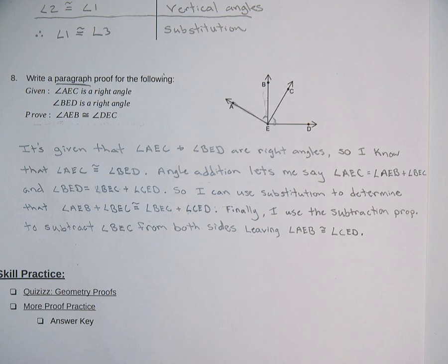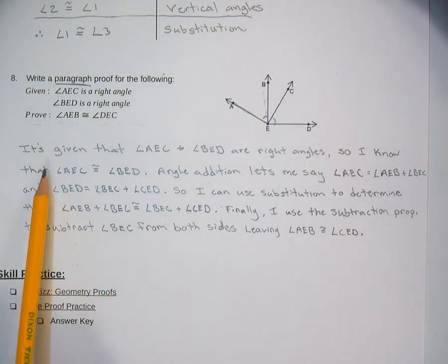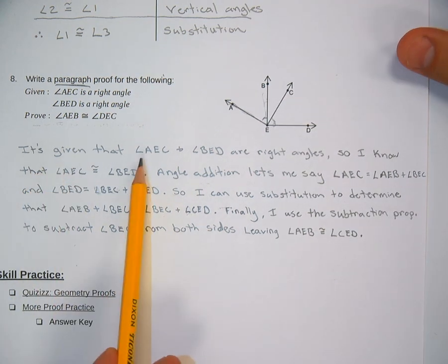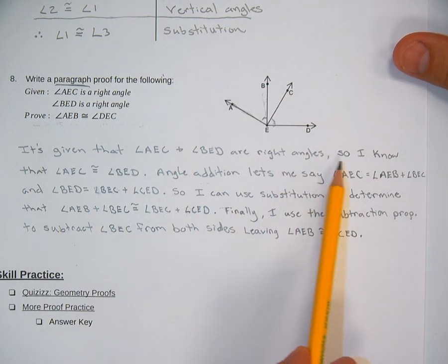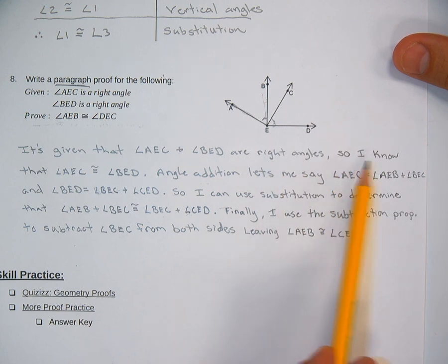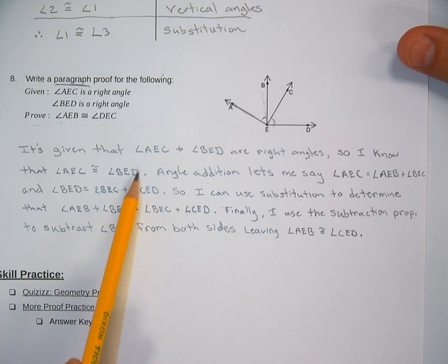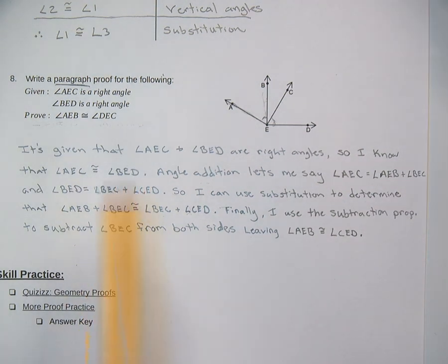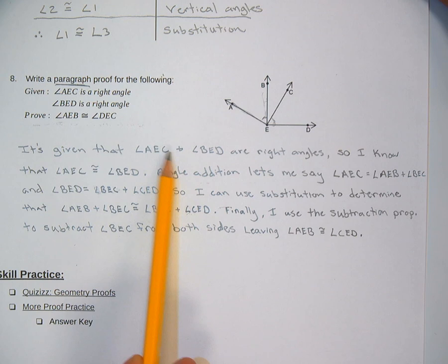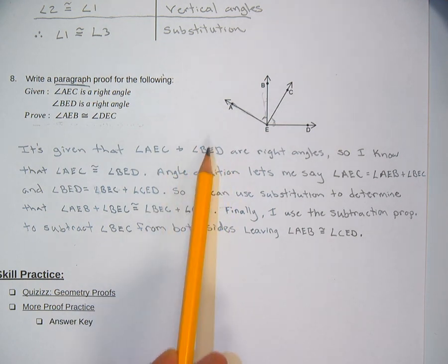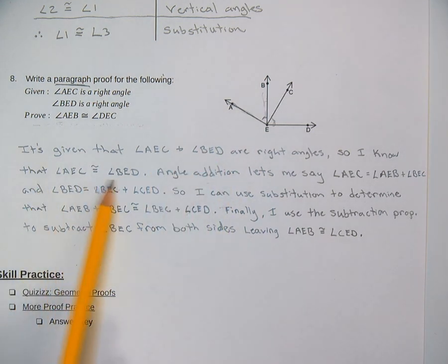Woo! All right. So looks like a lot. It kind of is, but the thinking wasn't too bad. So it's given that AEC and BED are right angles. Because they're both right angles, I know that AEC is equal to BED. I probably should have used a little more justification in there and said that that means that AEC equals 90, BED equals 90, therefore they equal each other. Since it's a paragraph proof, I kind of breezed over that and said if they're both right angles, they must be congruent. I think that logic still holds up all right.